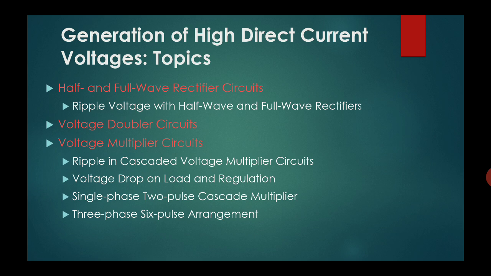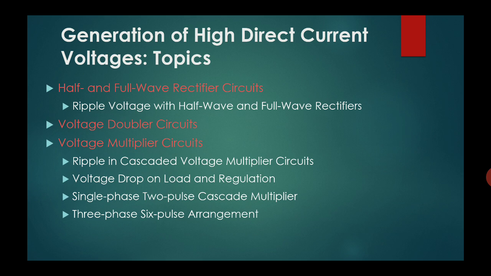Now we'll talk about the topics we are going to study in the generation of DC voltages. We'll talk about half and full wave rectifier circuits, where we'll be talking about the ripple voltages with the half and full wave rectifier. So first we'll discuss the half and full wave rectifier circuit, then we'll talk about the ripple voltage of them. Then we'll talk about a voltage doubler circuit. By the name itself you can understand it creates double the voltage that is being provided.